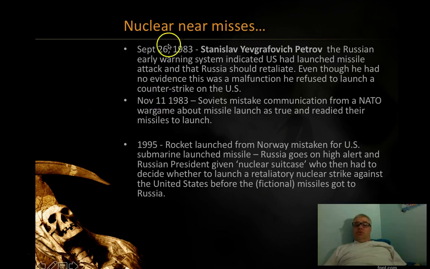Later that same year, only a few weeks later, the Soviets mistook communications from a NATO war game and thought that there was a missile launch at Russia, and they got all their missiles ready to retaliate and launch, but then didn't fire. And then there was a rocket launched from Norway, and the Russians thought it was a U.S. submarine-launched nuclear weapon, and Russia went on high alert, gave their president the nuclear suitcase, which he can use to launch a retaliation strike, and it ended up that they didn't launch that strike. So this does happen from time to time, where there have been near misses in terms of accidents where nuclear weapons were almost launched.